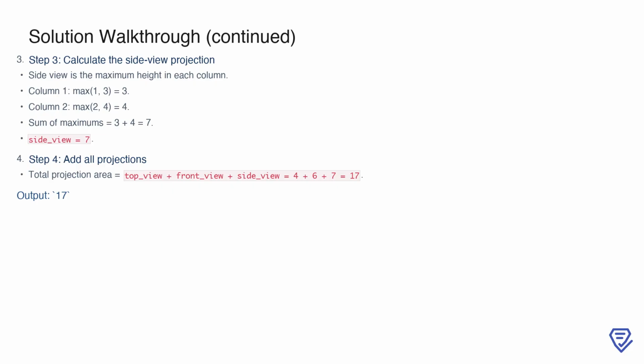Finally, we sum up all the projections to find the total projection area. Adding the top view, front view, and side view projections, we have 4 plus 6 plus 7, which equals 17. Therefore, the total projection area for this grid is 17.